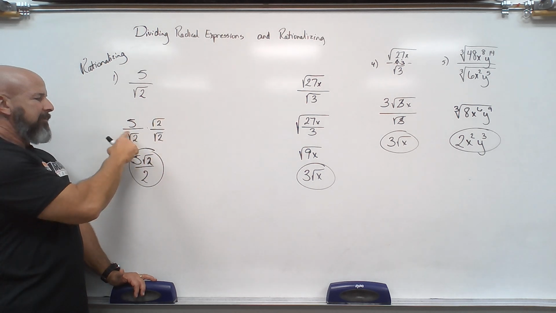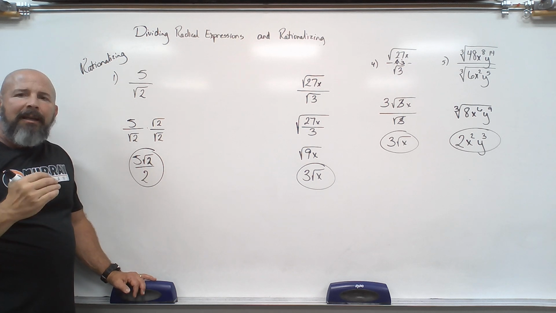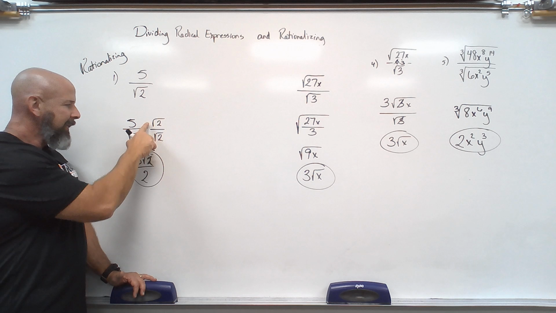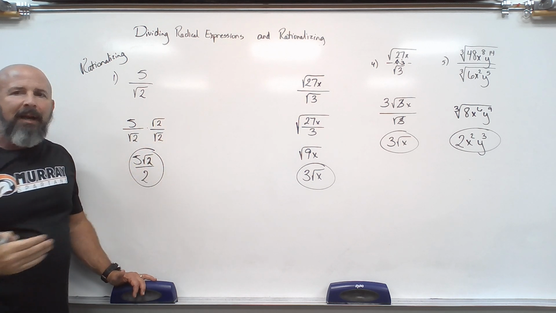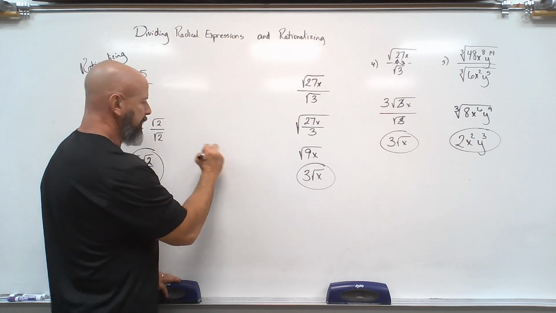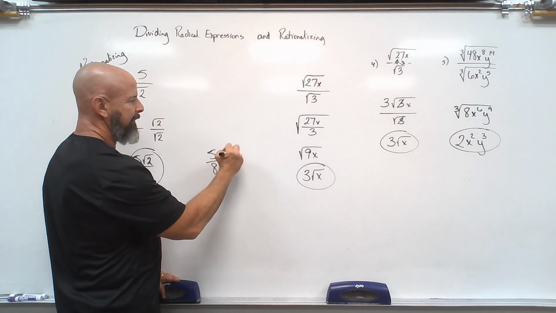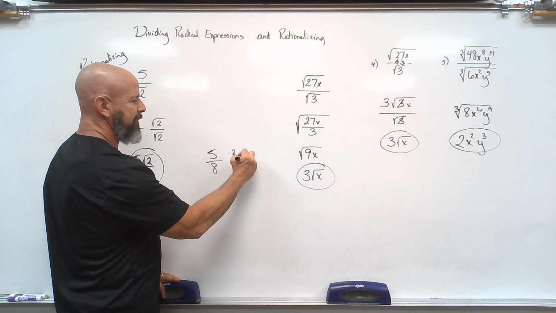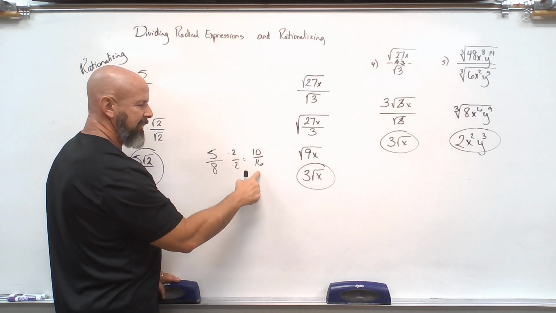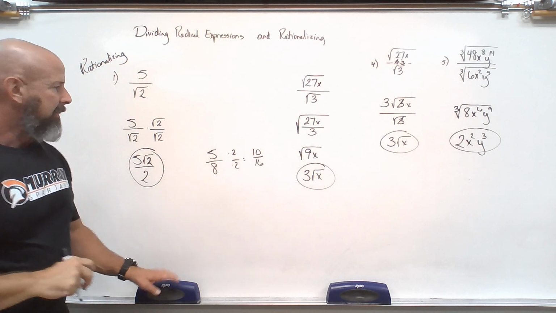This is a fraction. On a fraction, I can change the fraction by multiplying the numerator and denominator by the same value, and it doesn't change the overall value of the fraction. So for example, if I have 5/8, if I multiply top and bottom by 2, I get 10/16. So that's an unreduced fraction, but it's the same value as that 5/8.